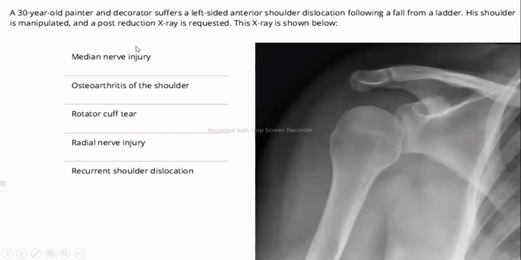Here they ask you about the injury. What is the diagnosis here? Posterior dislocation. Shoulder manipulated, meaning reduced. And a post-reduction X-ray is requested, meaning X-rays before and after. So what is the injury expected here? Rotator cuff.